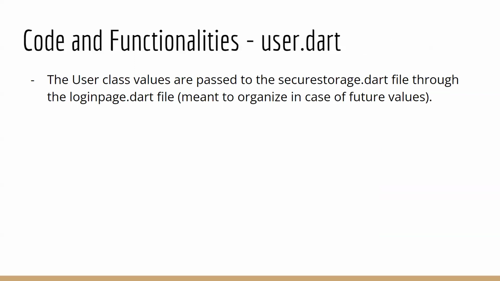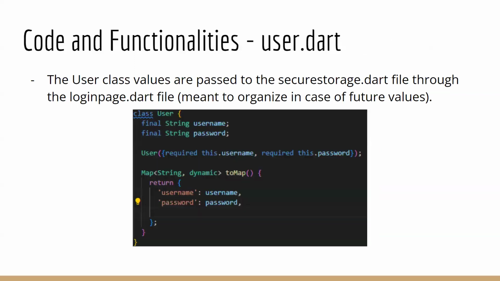Here we have the user.dart file, which contains a user class. And this is what is actually used to pass through the secure storage.dart file. And this is just an extra class required for organization. If I ever wanted to make it so that I wanted to input an email, it would be easily done by writing it in this class and then just sending that value through to the secure storage.dart file and the database helper dart file.